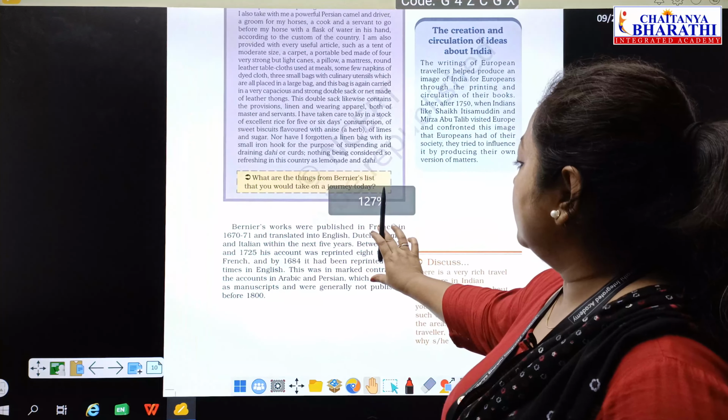So this was the most important thing in this chapter, about 3 important travelers. Who were the travelers? First was Al-Biruni. He traveled in the 11th century. He discussed mostly the culture, language and people, and he traveled most of the parts of the country.